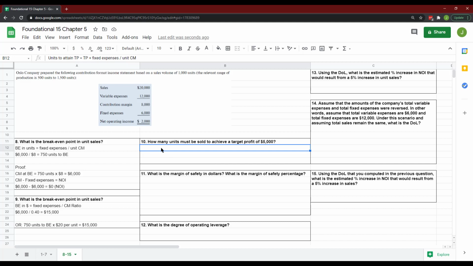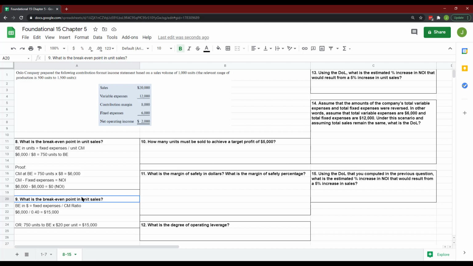Now, what about number 10? Instead of saying how many units do we need to sell to achieve a profit of 0 or break even, how many units must be sold to achieve a target profit of $5,000? With this, the formula that we're going to use is our multi-purpose or all-purpose formula. So the target profit calculation in units and in dollars, if you memorize those two, you don't really need to memorize the break even in units and in dollars.